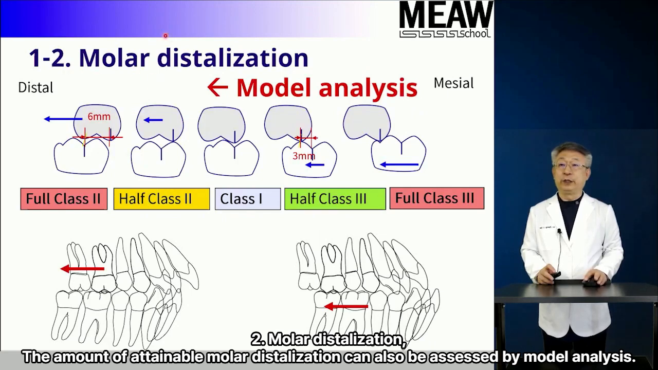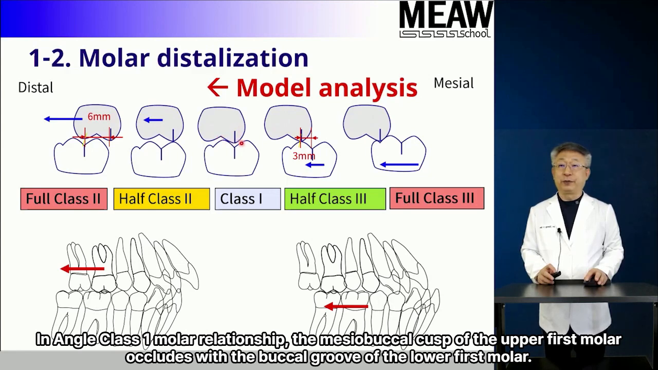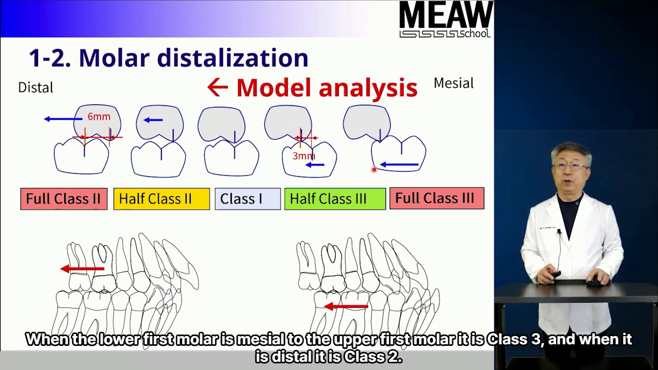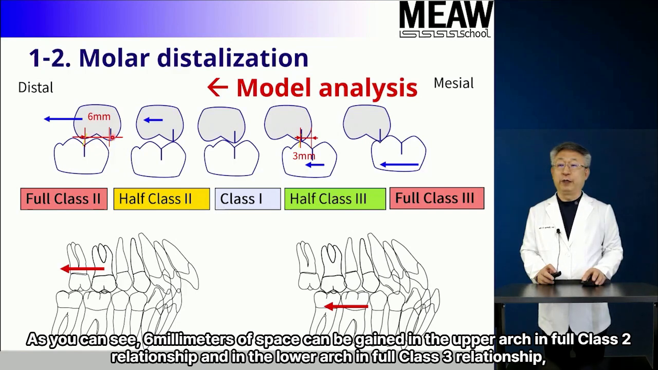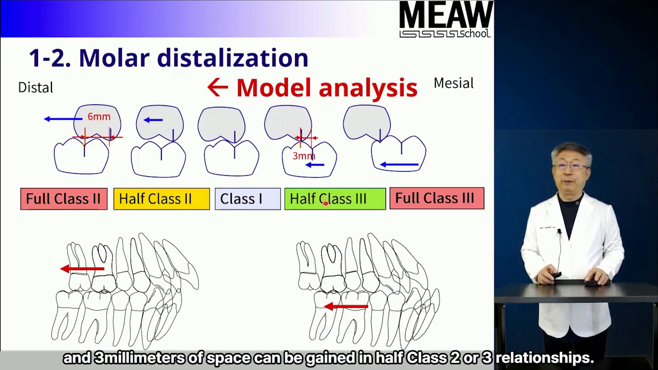2. Molar distalization. The amount of attainable molar distalization can also be assessed by model analysis. In Angle class 1 molar relationship, the mesiobuccal cusp of the upper first molar occludes with the buccal groove of the lower first molar. When the lower first molar is mesial to the upper first molar, it is class 3, and when it is distal, it is class 2. As you can see, 6 mm of space can be gained in the upper arch in full class 2 relationship and in the lower arch in full class 3 relationship, and 3 mm of space can be gained in half class 2 or 3 relationships.